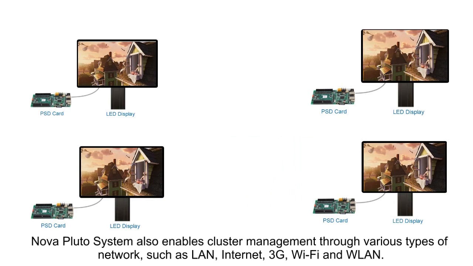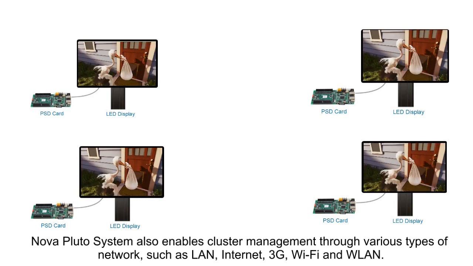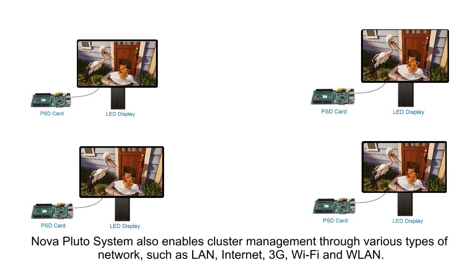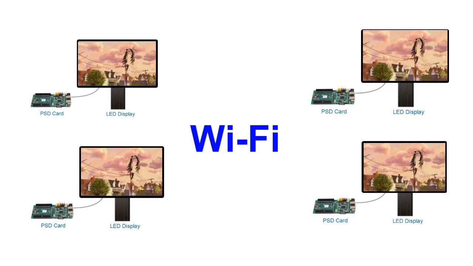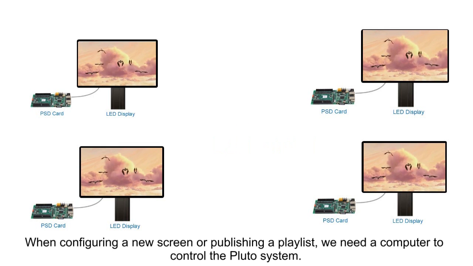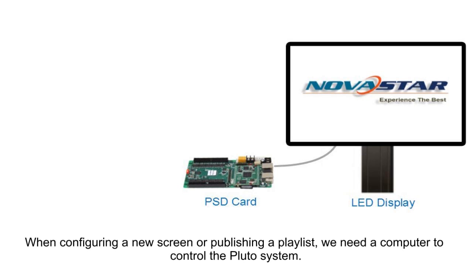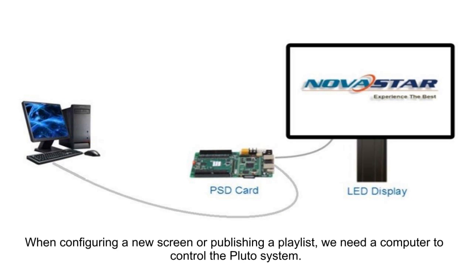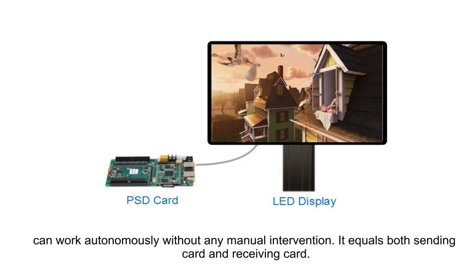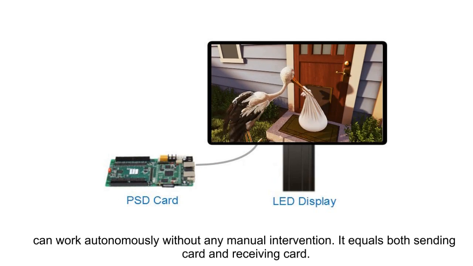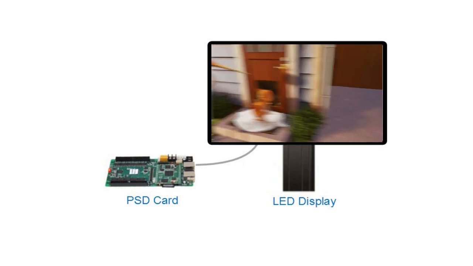out. Nova Pluto system also enables cluster management through various types of network, such as line, internet, 3G, Wi-Fi, and W-line. When configuring a new screen or publishing a playlist, we need a computer to control the Pluto system. And when configuration and publishment is finished, this core control card, which is named PSD100, can work autonomously without any manual intervention. It equals both sending card and receiving card.